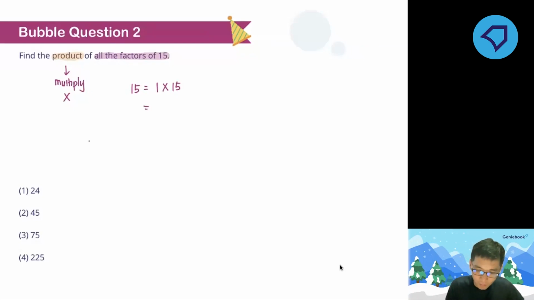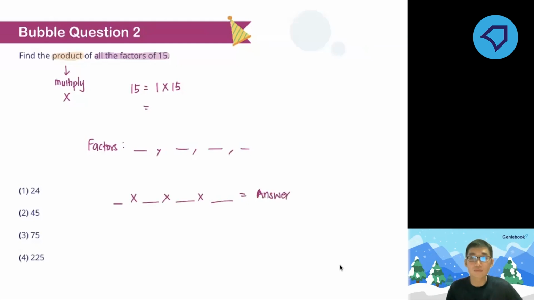Then once you have gotten all the factors, you're going to multiply them together. That's what I meant by product. And this is your answer. Now, first, let's figure out the factors of 15.